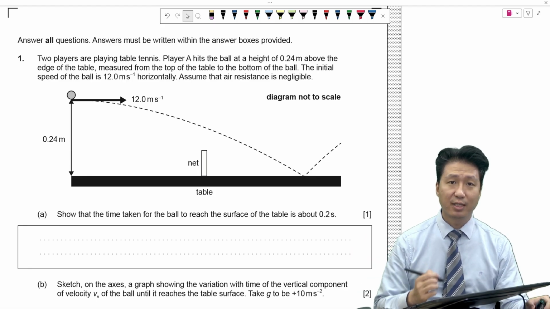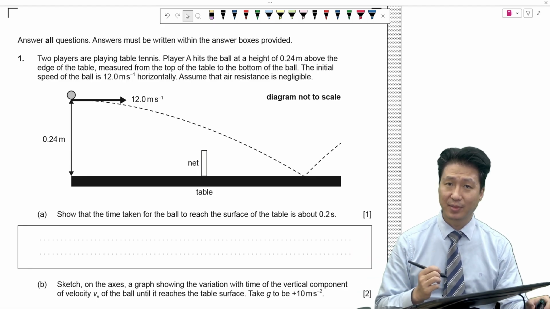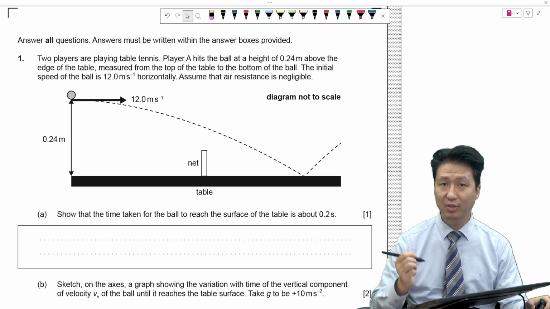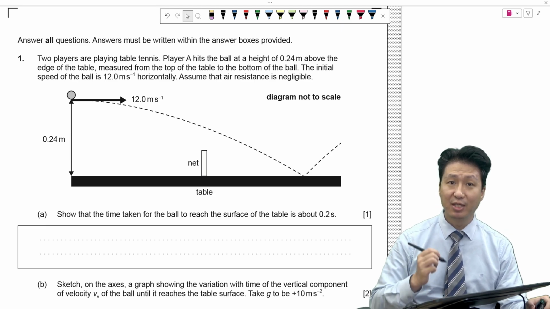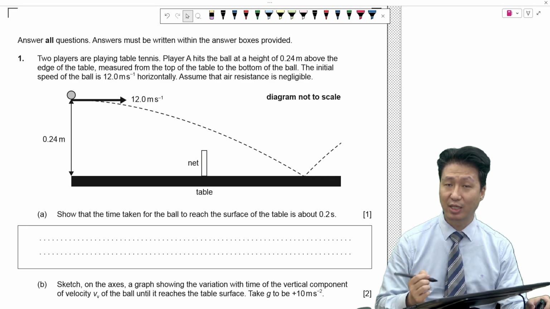In question number 1, it says that two players are playing table tennis. Player A hits the ball at a height of 0.24 meters above the edge of the table, measured from the top of the table to the bottom of the ball. The initial speed of the ball is 12 meters per second horizontally. Assume that air resistance is negligible. Part A says, show that the time taken for the ball to reach the surface of the table is 0.2 seconds.